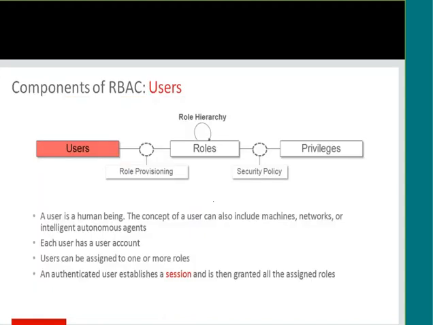Before going to users, there are three main components in the role-based access control model: users, roles, and privileges. Coming to the first part, a user can be a human being, a sales rep who's logging into Oracle Sales Cloud, or it could be an application which is talking to Oracle Sales Cloud with an integration user, right? All of these are examples of users.